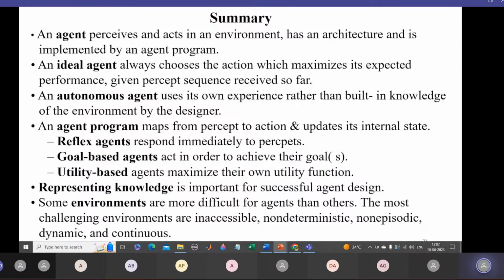Reflex agents respond immediately because they look at the current condition. Goal based agents act in order to achieve the goal. Utility based agents maximize their utility function. Representing knowledge is important for all successful agent design. Some environments are more difficult for the agent than others, and the most challenging environments are inaccessible, non-deterministic, non-episodic, dynamic, and continuous. So these environments are challenging ones.